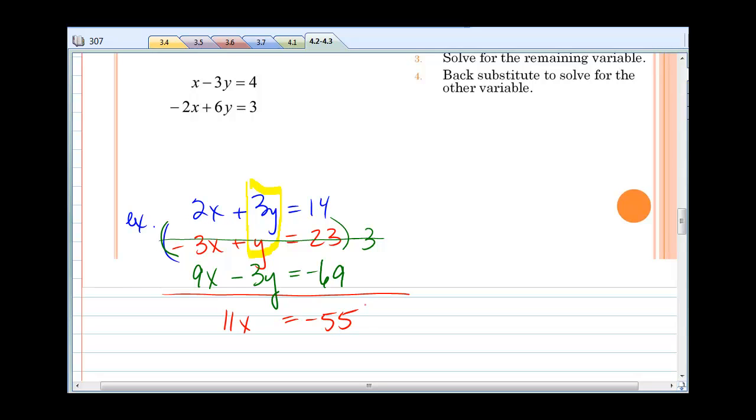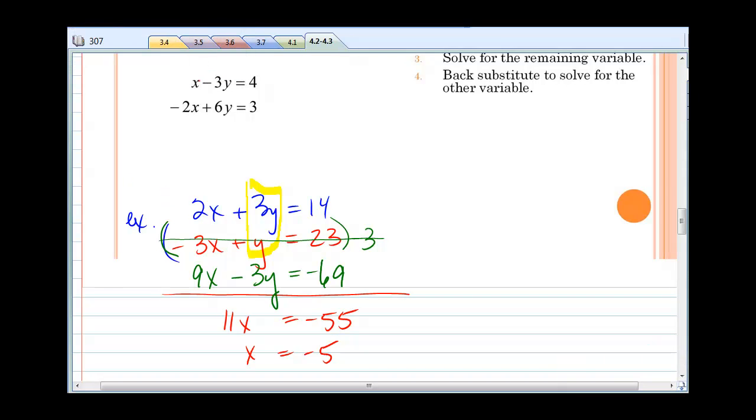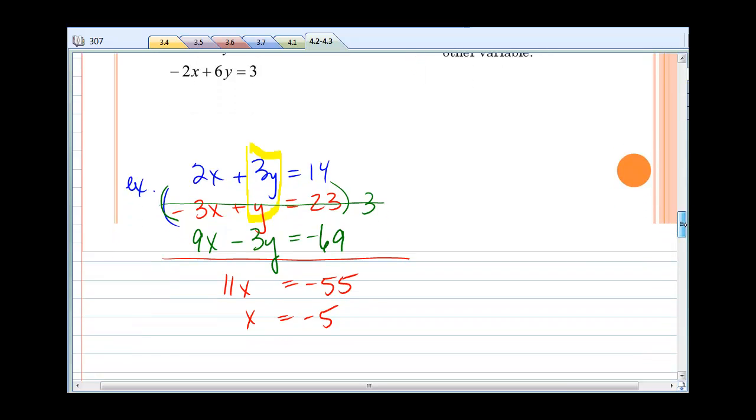Now I just want to solve for x from here, so I divide both sides by 11, and I see that x is equal to negative 5. Now that I have found out what x is equal to, I need to substitute x into one of my original equations to find y.